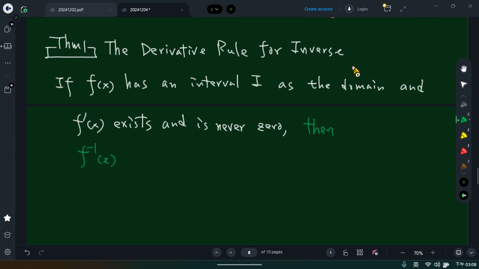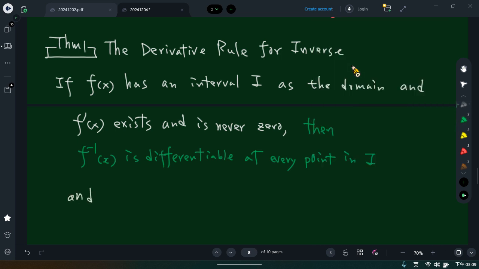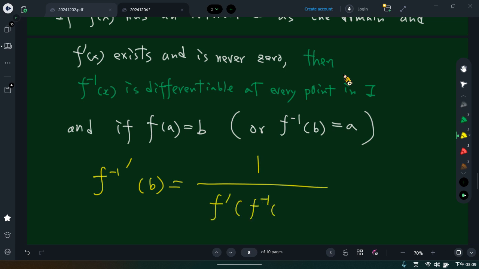f inverse of x is also differentiable at every point in I, and especially if f of a is equal to b, or we can say the inverse of f at b will be a, then we will have the derivative of f inverse at b equal to 1 over f prime of f inverse of b.